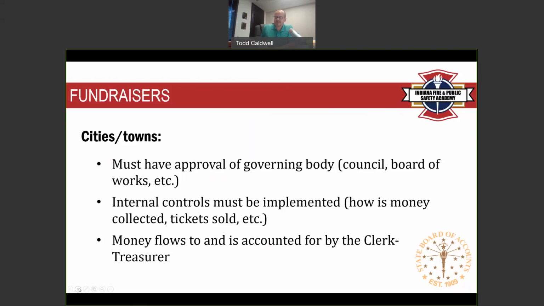The money in this case for a city or town fire department having a fundraiser flows through the office of the clerk treasurer as the fiscal officer, or it could be a city controller if you have one of those, but the money does flow through the fiscal officer for accounting purposes.